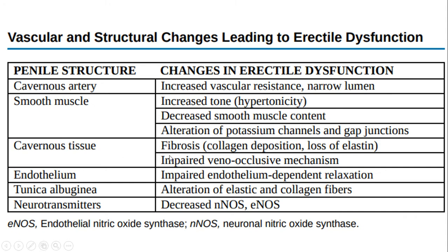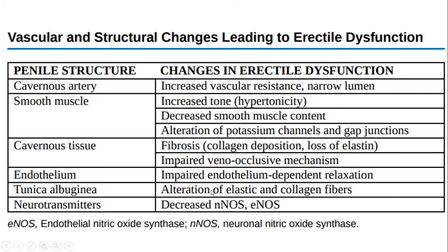And then impaired venoocclusive mechanism. So venoocclusion is maintained by the prostate and also by smooth muscles of veins which are passing through the tunica albuginea. That's why an impaired venoocclusive mechanism causes erectile dysfunction. Endothelium lesion, so impaired endothelium-dependent relaxation, can cause erectile dysfunction.